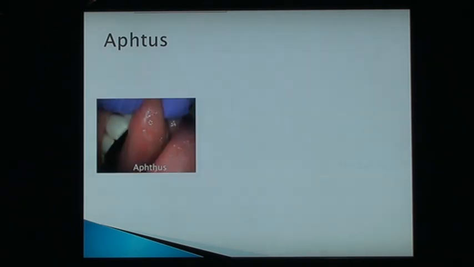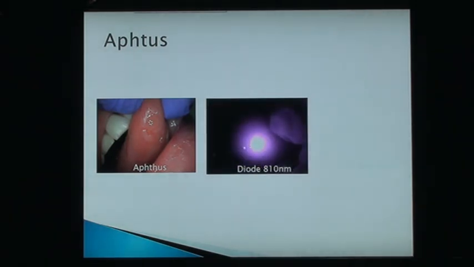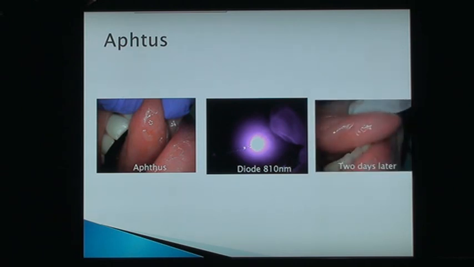After, you can see this case. We used diode 810. This is after 2 days only. But at the same second after I finished using laser, the patient had no pain.